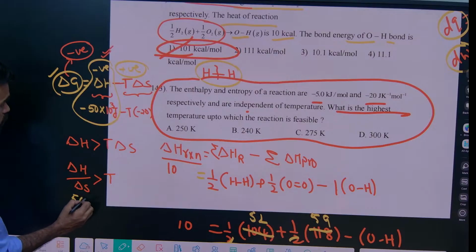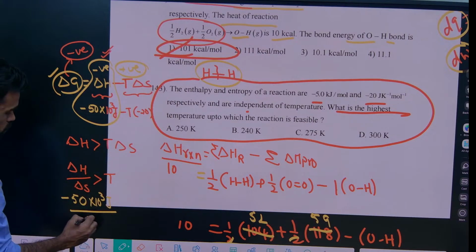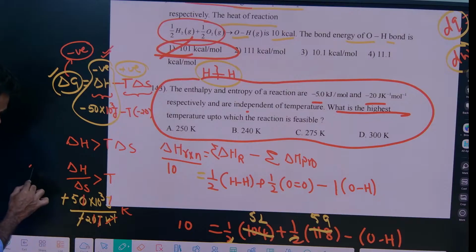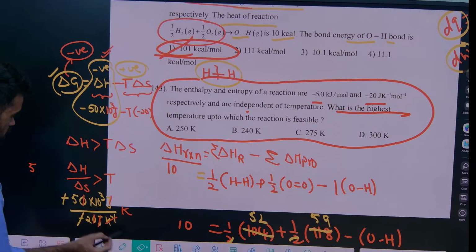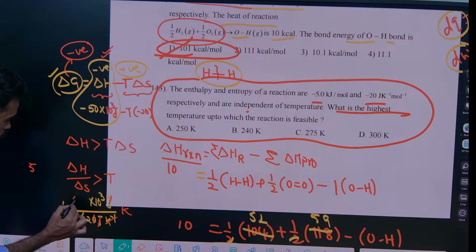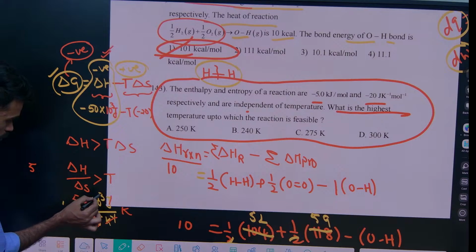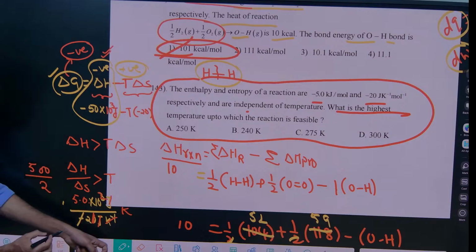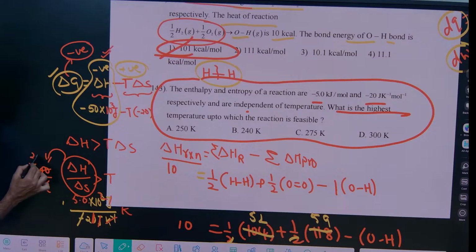So this is minus 50 kilojoules, that is 10 power 3 joules, and in the denominator delta S is minus 20 joule per Kelvin. So your answer is going to be in Kelvin. Okay, so this zero cancelled. This is 5, not 50, just 5.0. Now you can get this 10 power 2, this is 500 by 2. So you got the value of this term as 500 by 2, it means 250.